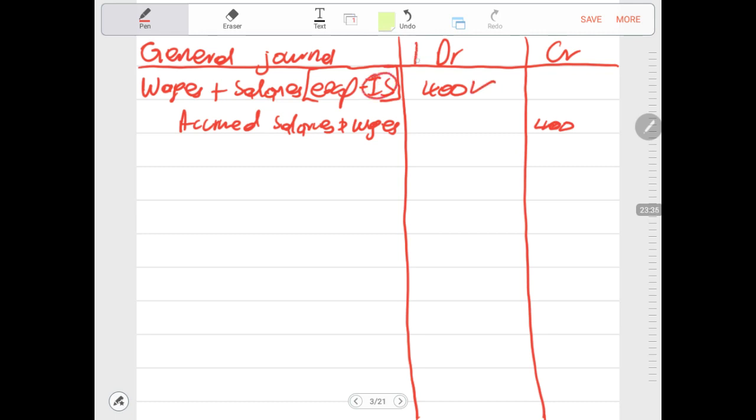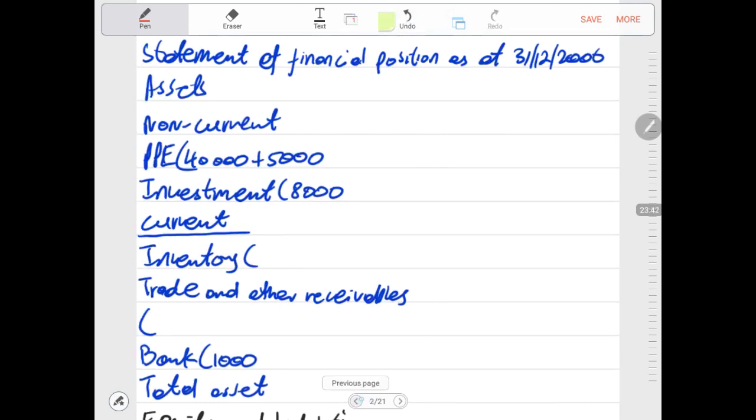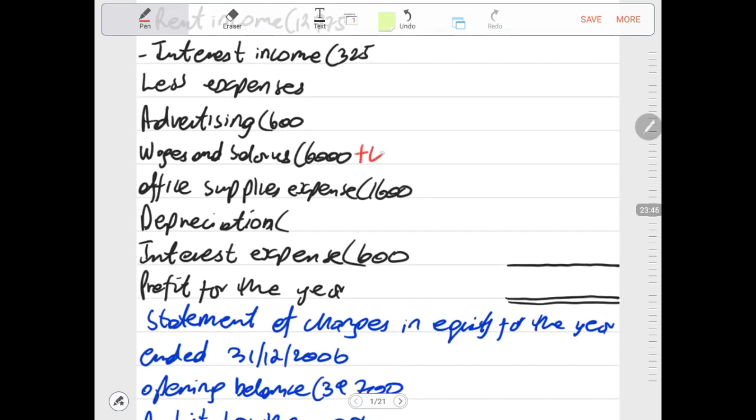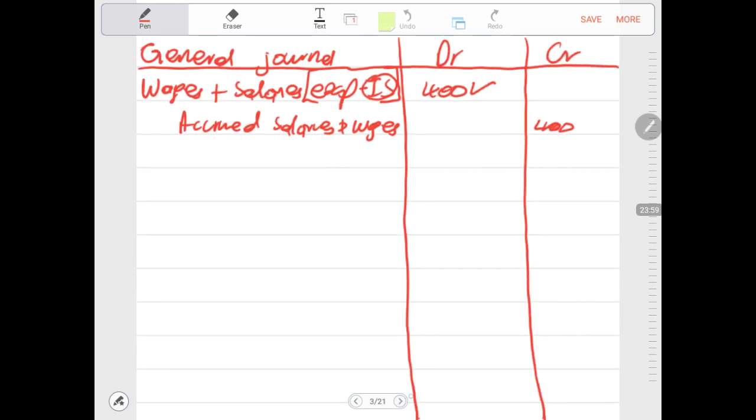And expenses increase on the debit side, and we can see that the salaries are recorded on the debit side. That means the 400 must come to the income statement, and we say plus 400 in the income statement, so that our salaries will amount to 6,400 by the end of the current year. So now we have recorded the debit side of the general journal.